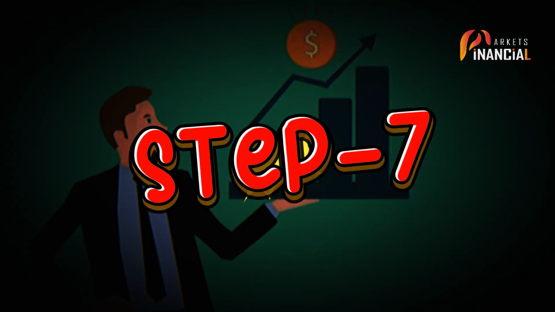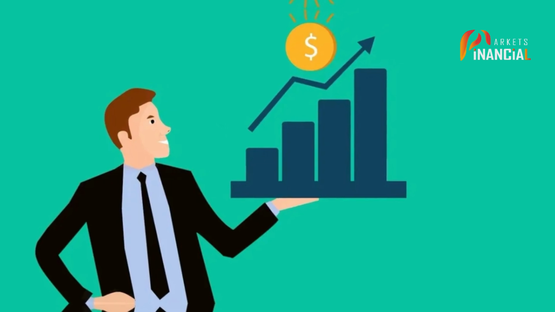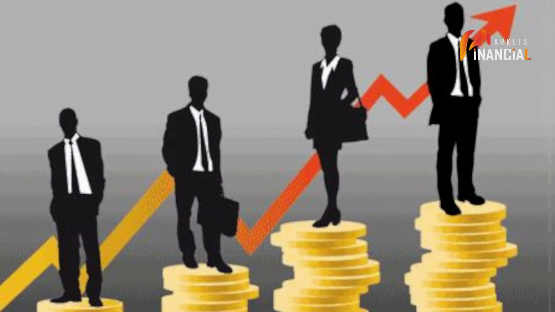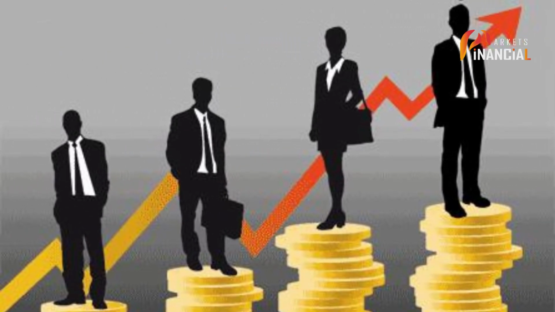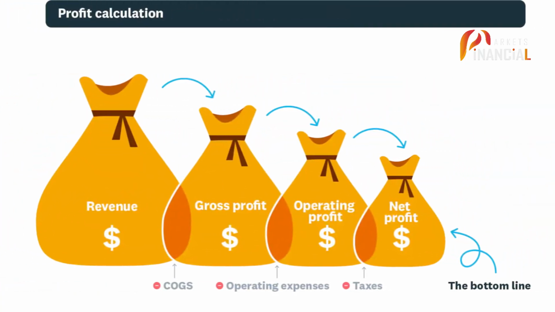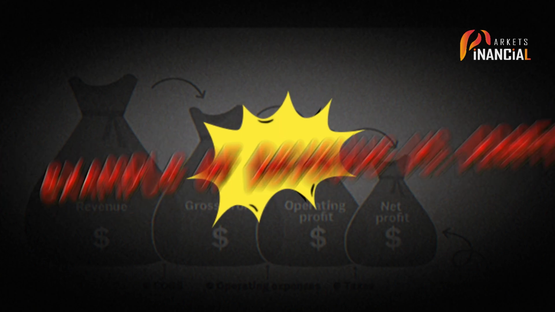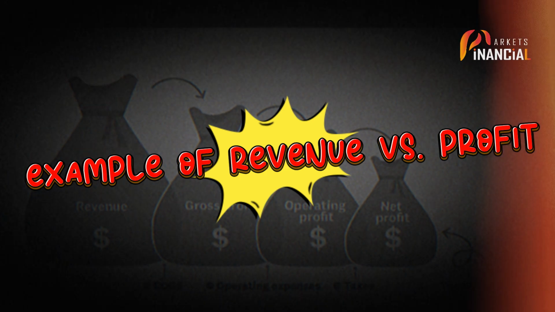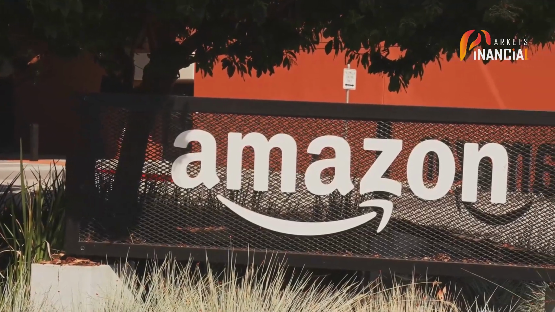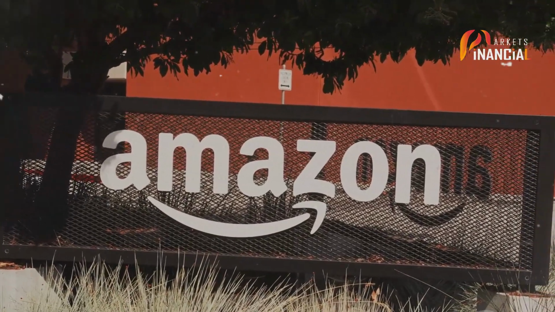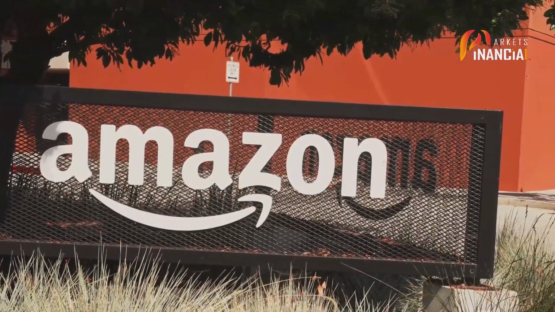Step 7. Calculate net profit. Deduct the interest expenses and taxes paid during the period from the operating profit to arrive at the net income. Example of revenue versus profit. Amazon.com reported its fiscal year 2022 results in February 2023.